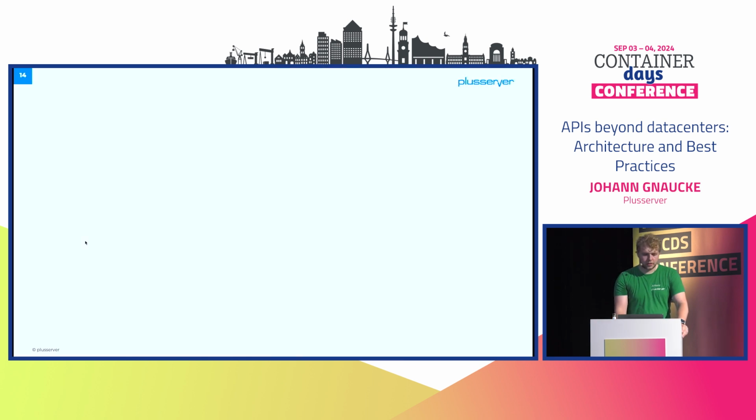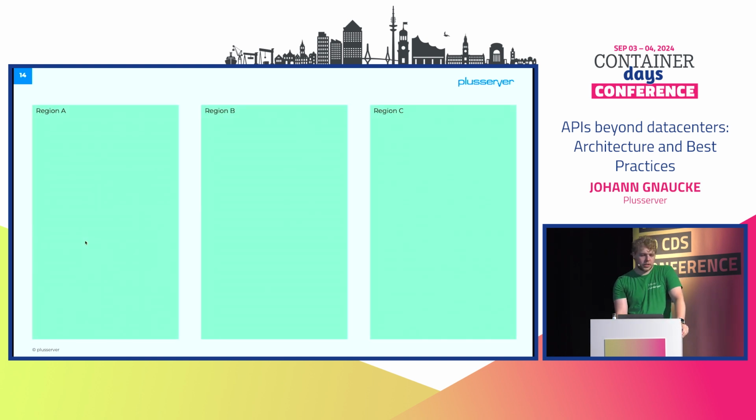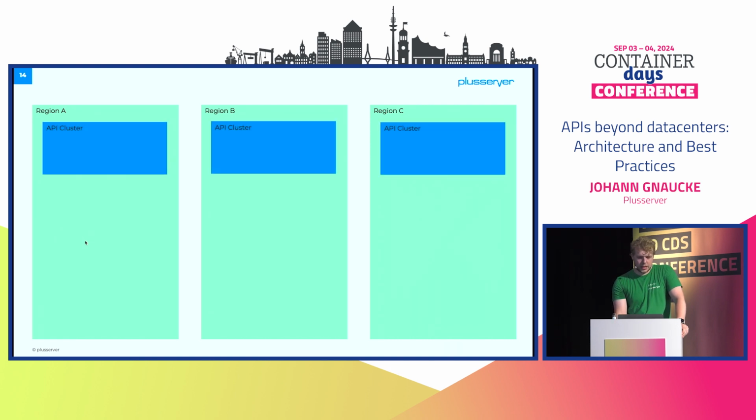So, what is our current setup we are trying to run? We have 3 regions: region A, B, C, or 1, 2, 3. We have the API clusters. We chose to run the API in its own cluster, so stuff like databases or the messaging service or other stuff can't bring down the API cluster or overload it.